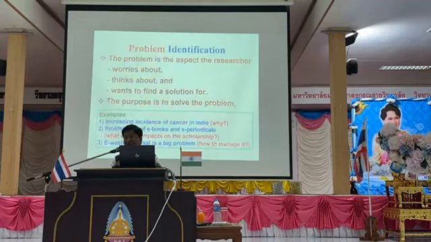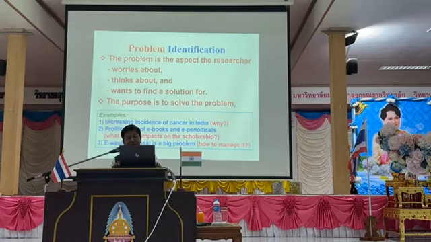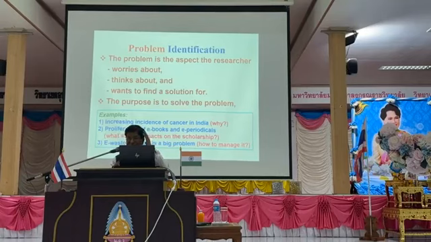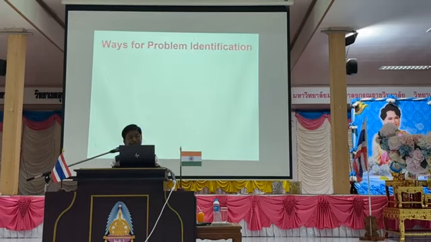So problem identification, how you can identify your problem. The problem is the aspect the researcher worries about, thinks about, wants to find a solution for. The purpose is to solve the problem. The purpose which arises in your mind for the solution of your research problem is called a hypothesis.